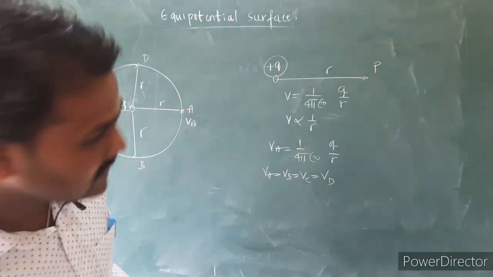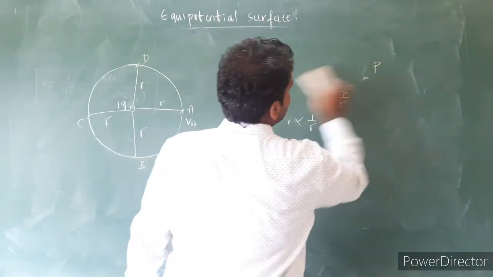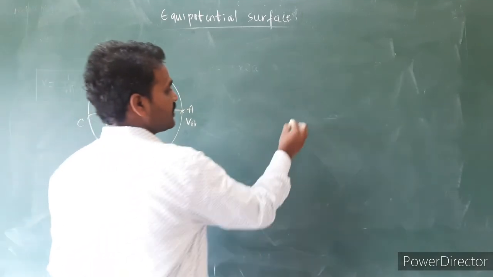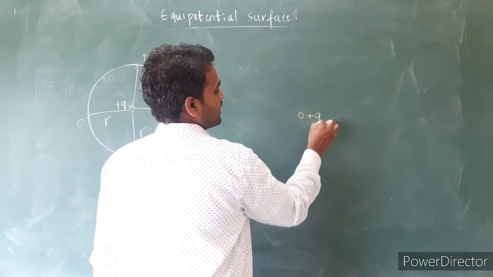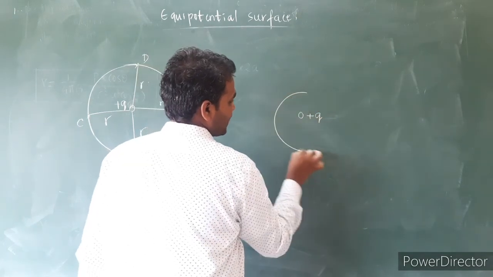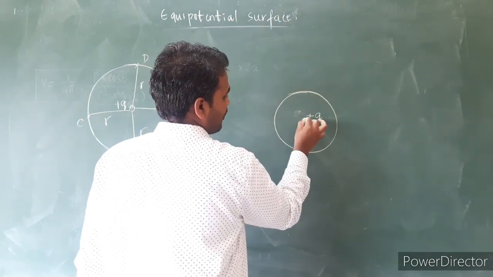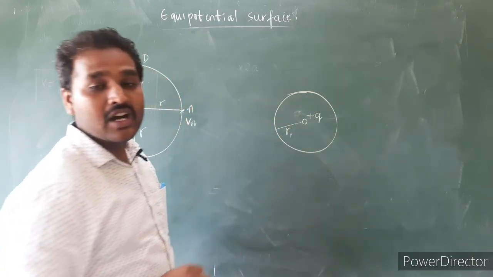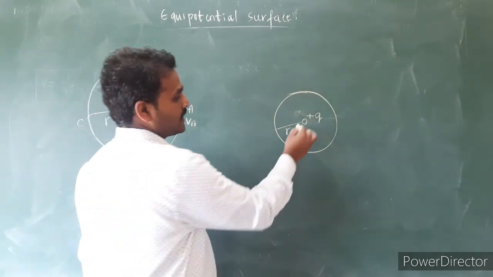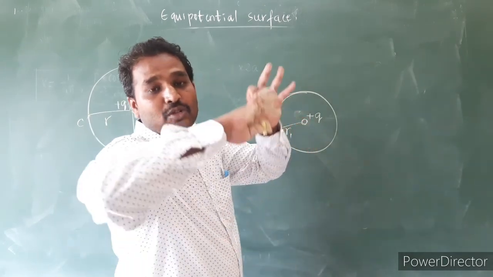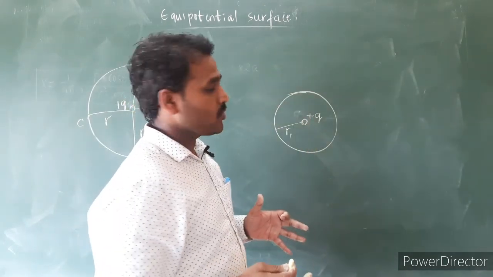So, this is the example for an equipotential surface, and again we shall see here for the same source charge. Let me consider this is the source charge placed at the center. If I have one spherical surface around it, let the radius of the spherical surface be r1. Yes, the same source charge can have different equipotential surfaces. How is it possible?